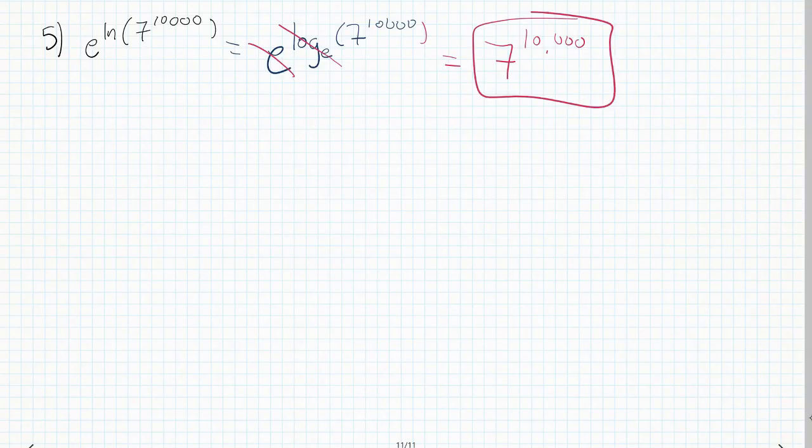So all I was doing with those last few is just playing with those properties of logarithms, laws of logarithms as well. So hopefully that makes sense with all the problems.